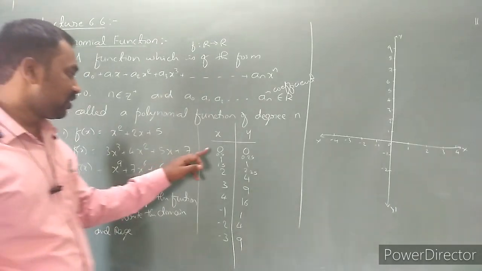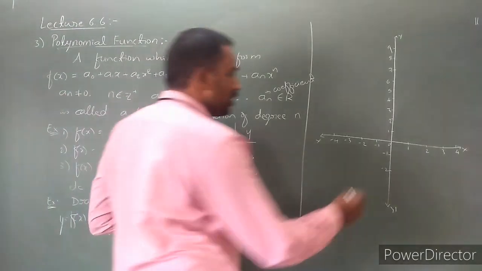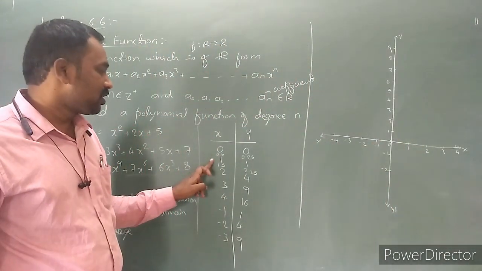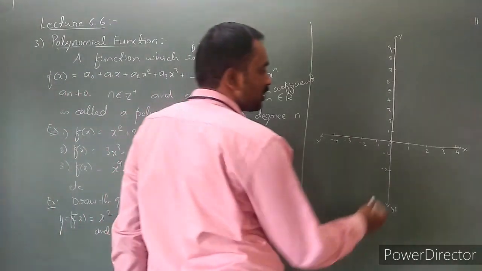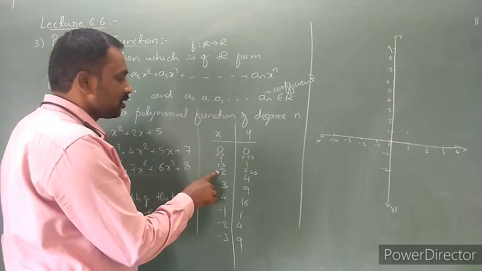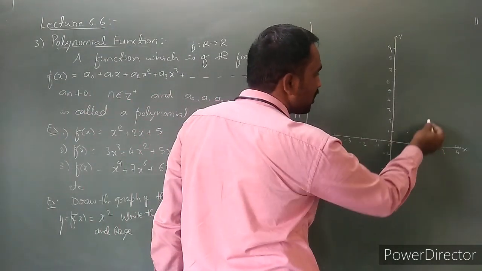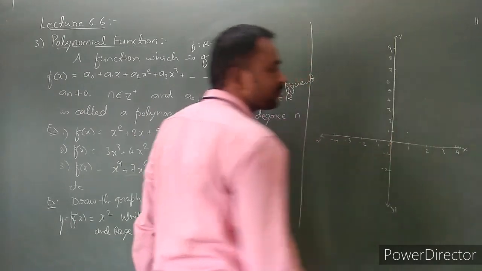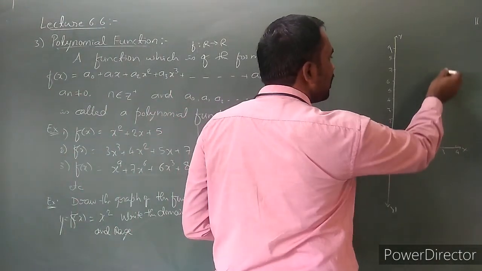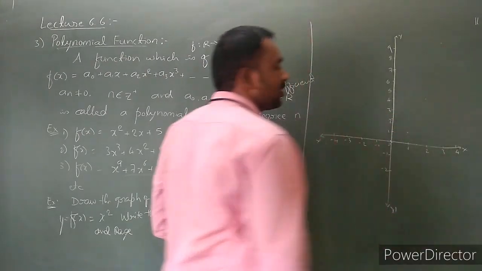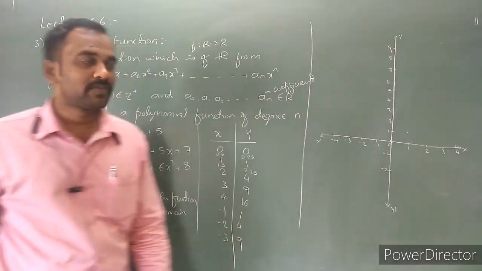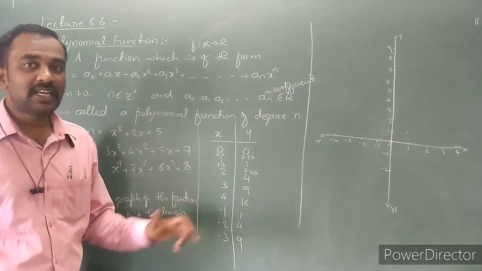Now plot the points. First of all, x comma y, that is 0 comma 0, which is at the origin. Next, 1 comma 1. X value is 1, y value is 1. 1 comma 1 is here. Next, 2 comma 4. 2 is here, 4 is here. Next, 3 comma 9. X coordinate 3 and y coordinate 9. Can I join these points by a straight line or a curve?